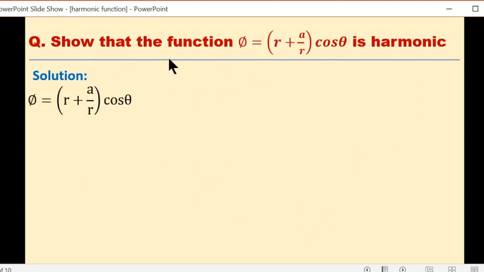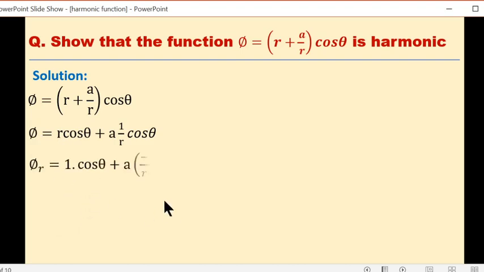So here the function name given to us is phi. So phi equal to r plus a upon r into cos theta. First of all, let's open the bracket. So we get phi equal to r cos theta plus a into 1 upon r cos theta. All right. Okay, we have to show phi is harmonic. So we have to find out its second order derivative with respect to r as well as with respect to theta. So first of all, let's do it with respect to r.